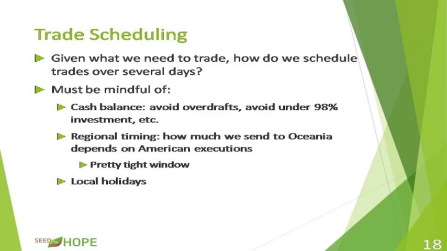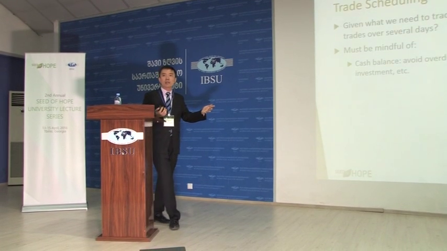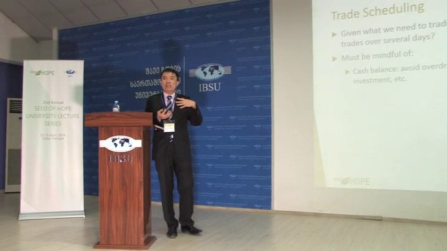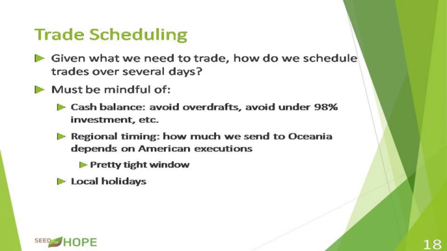So this is called the trade scheduling problem. Given what we need to trade, and often a large amount, how do we schedule our trades over several days? We must be mindful of our cash balance. For example, if on the first day you send a lot of your buy trades and you don't send a lot of your sell trades, you're going to buy a lot, but you're not selling to make any money. So you don't have cash to pay for your buy trades, right? You'll be in overdraft.